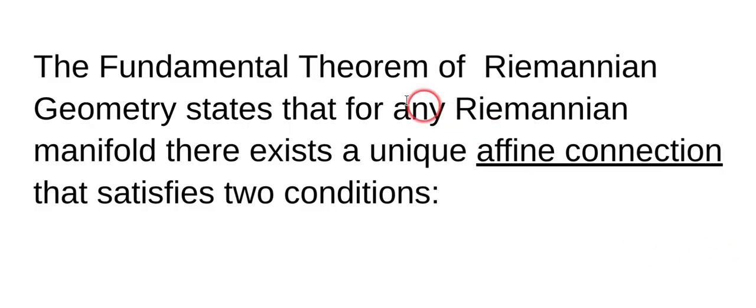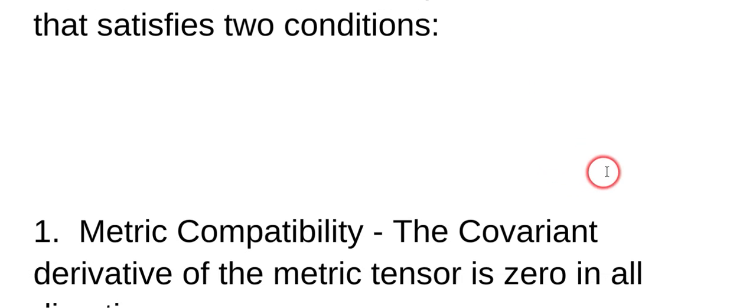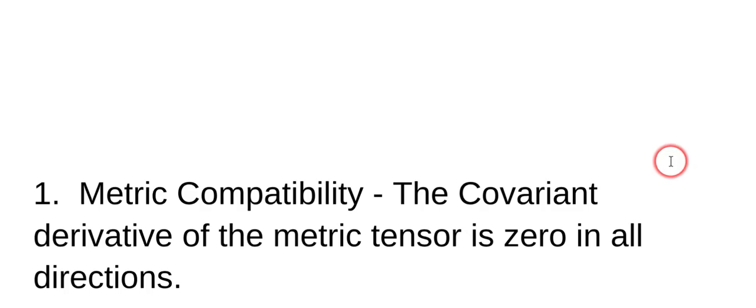This is something you run into when you're studying Riemannian geometry or general relativity: the fundamental theorem of Riemannian geometry. And I needed to understand it, so that's why I did this. It states that for any Riemannian manifold, there exists a unique affine connection that satisfies two conditions. Today we want to do condition one, which is metric compatibility.